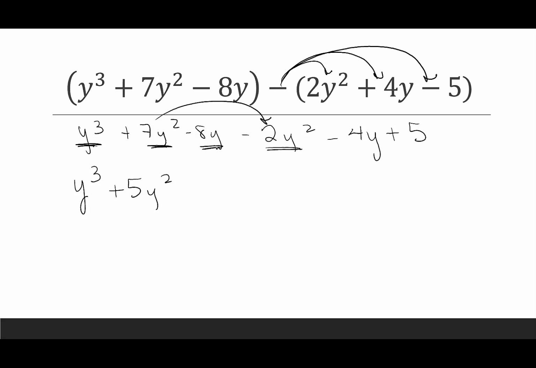Moving to the negative 8y, I see I have a negative 4y, which gives me negative 12y when I put those two together. And then my very last term, which is a positive 5, doesn't have another term to go with it, so I say plus 5.